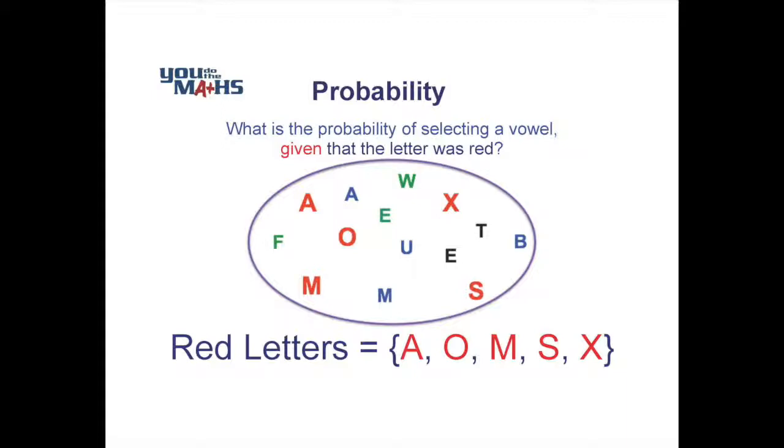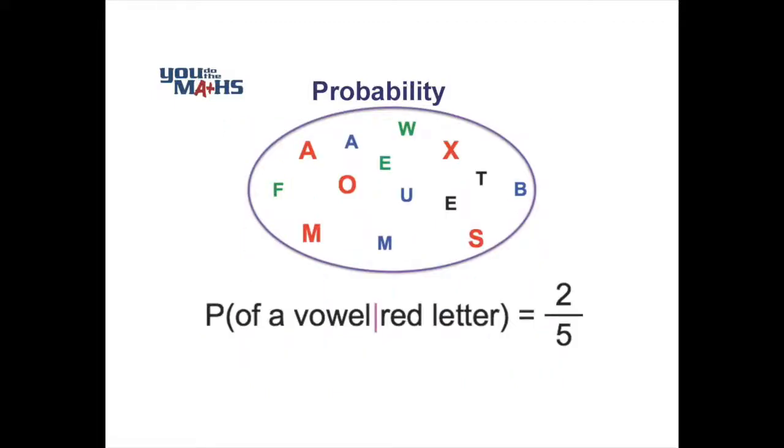We can see here that we've highlighted 2 of those 5 outcomes because they're the vowels. So the probability of a vowel, given that it has to be a red letter, is 2 out of 5. And the important thing to note here is that we have reduced the total number of outcomes down to 5 because they are the 5 red letters.